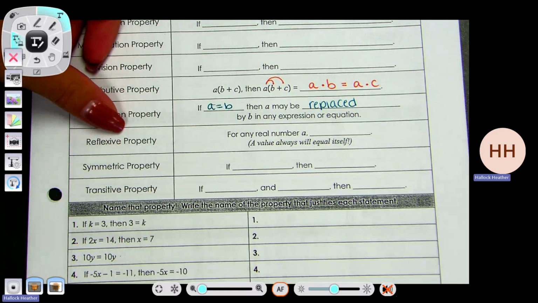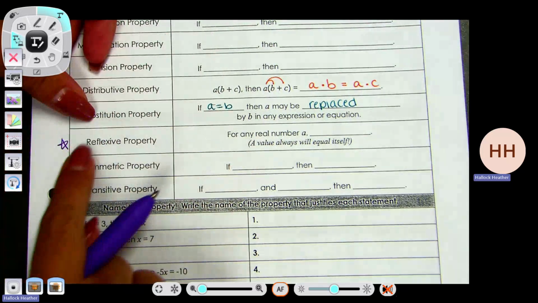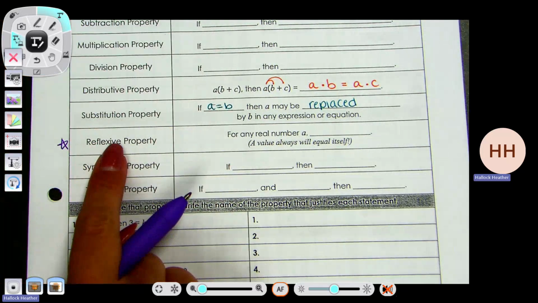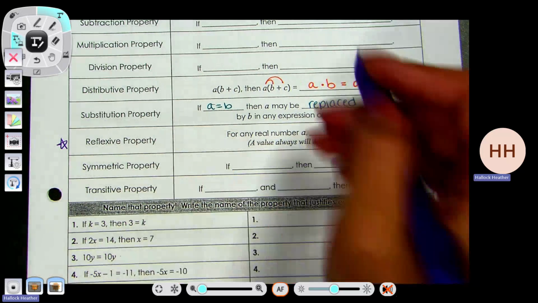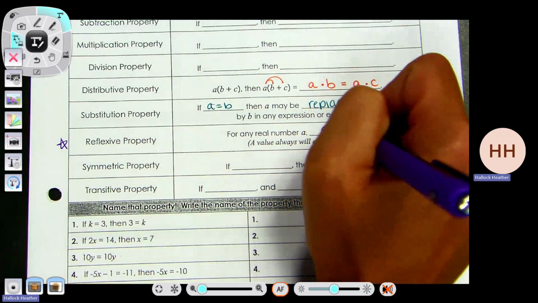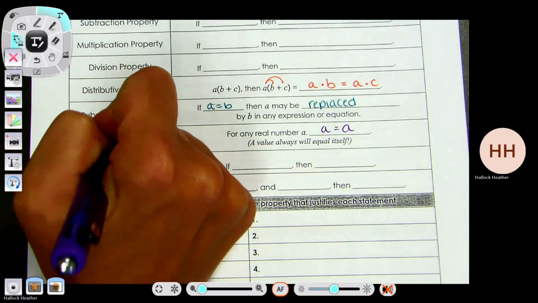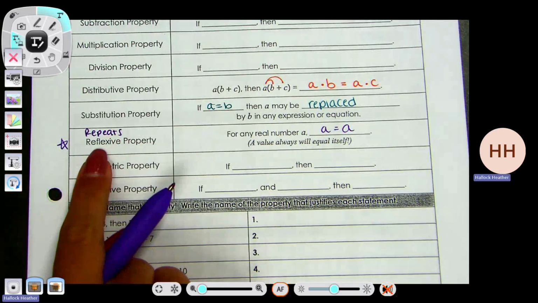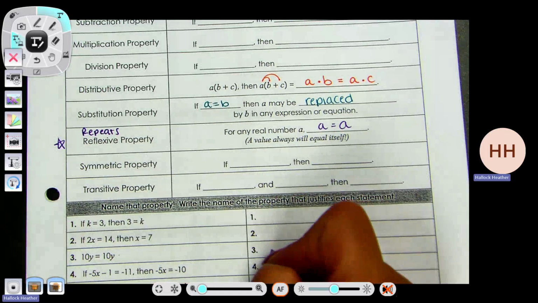The next one is, we're going to kind of work with the bottom ones first. The next one you've never seen before. This is new. This is from geometry. These 3 are technically from geometry. Reflexive property is very random. It says for any real A equals A. It equals itself. It basically repeats itself. So reflexive repeats itself. Which one repeats itself? 3.